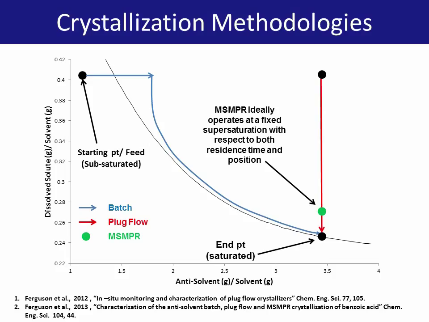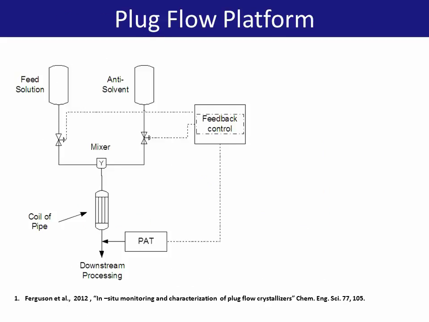The focus of this work is mainly on the application of in situ process analytical technology in order to develop an efficient and robust design methodology for industrial plug flow crystallizations. However, the performance of the plug flow will be compared to that of both batch and MSMPR crystallizers for the anti-solvent crystallization of benzoic acid, a model organic compound, so that a genuine comparison of the impact of plug flow crystallization can be made. The figure on the left-hand side is a schematic representation of the plug flow crystallization platform.